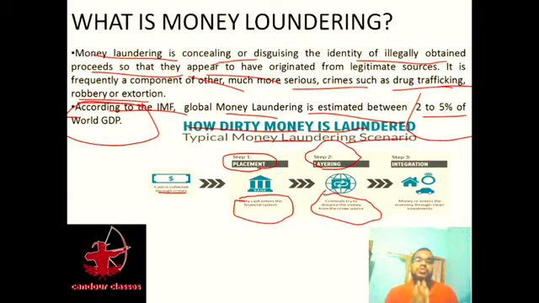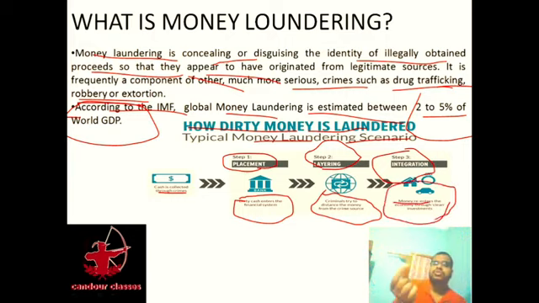Then the third step is integration. Integration is the money re-entering the economy through clean investment. That small, fragmented amount of money will be invested in a company, which can be a fraud company, or a company which doesn't have any existence, which is just registered and nothing is happening in that company. That money will be invested in that particular company, and from there the person who has done the money laundering will take the money.